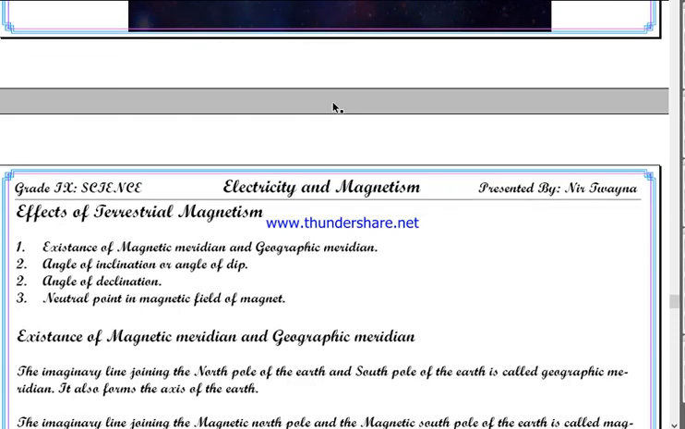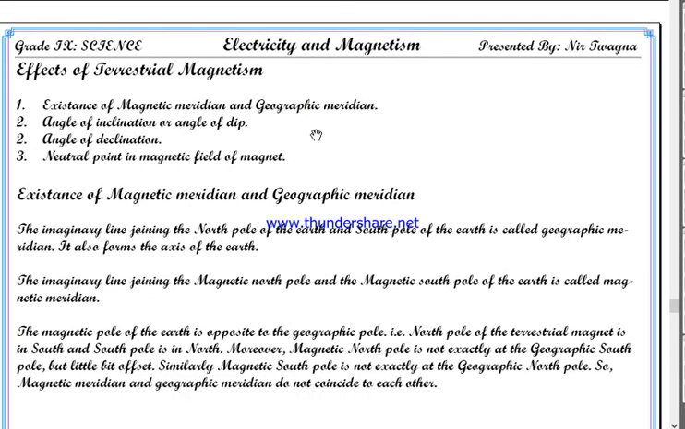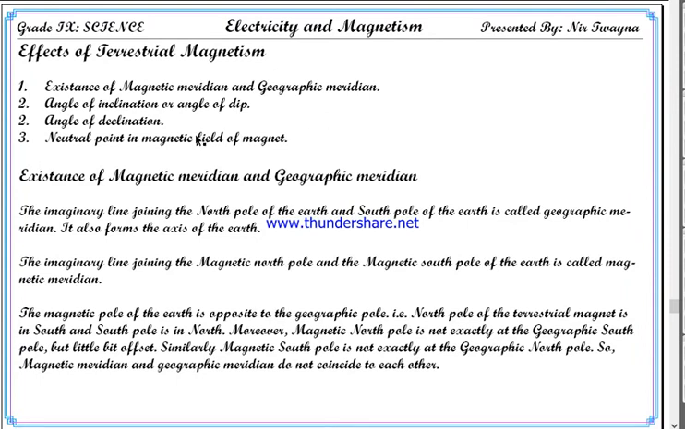Okay, due to the terrestrial magnetism, some effects are seen. We are going to discuss them one by one, but that is not possible in our today's class. We will do that in our next class. First of all, the existence of magnetic meridian and geographic meridian, an angle of inclination or angle of dip, an angle of declination, and neutral point in magnetic field of a magnet. These 4 effects are seen mainly due to terrestrial magnetism. Let us discuss at least number 1 today.